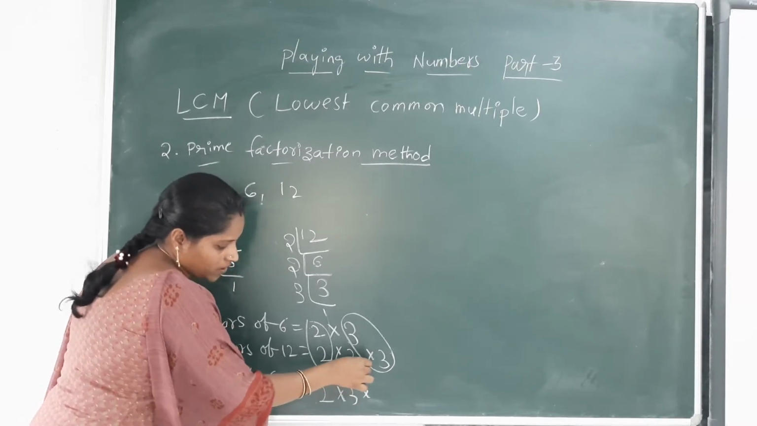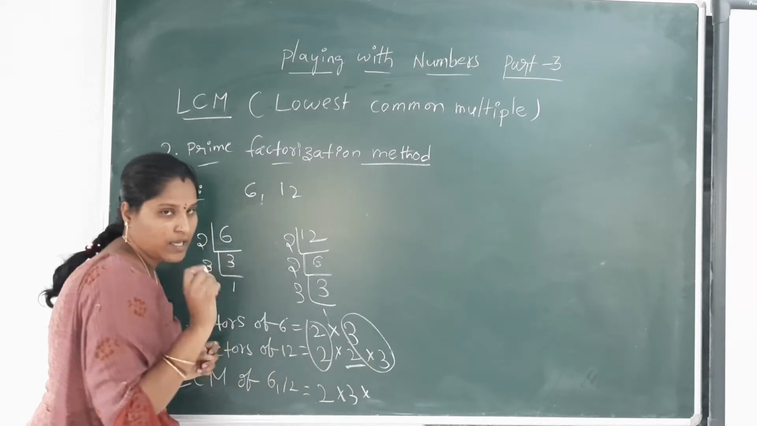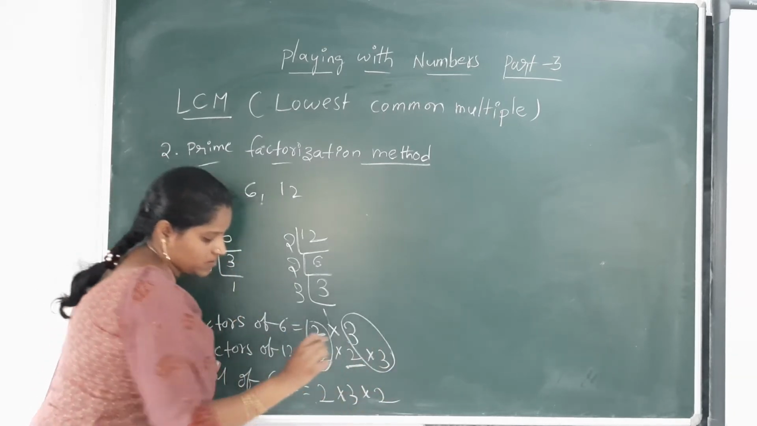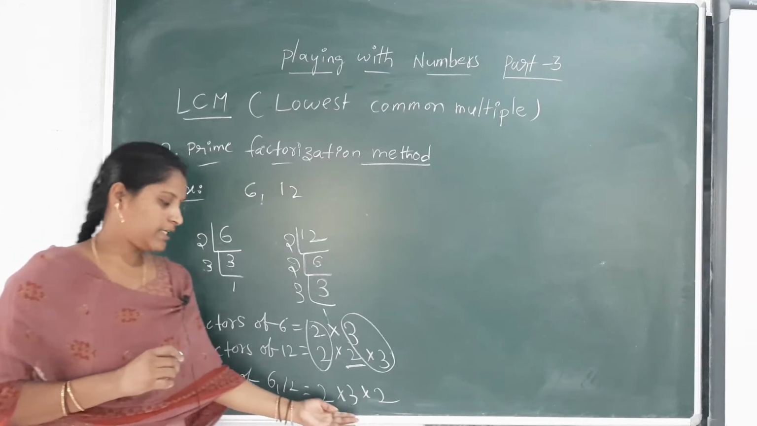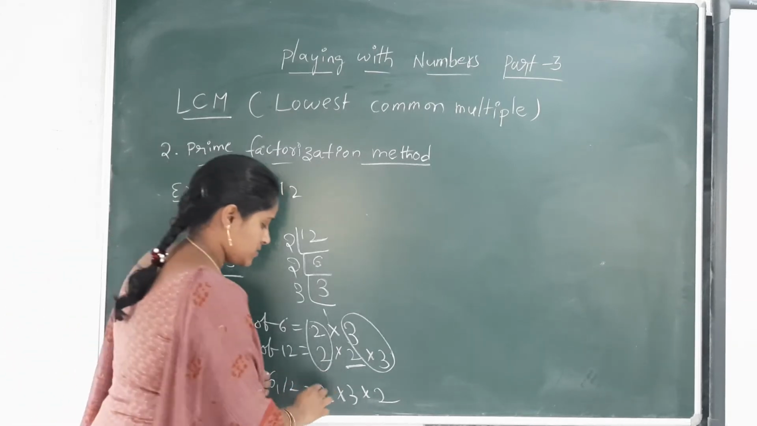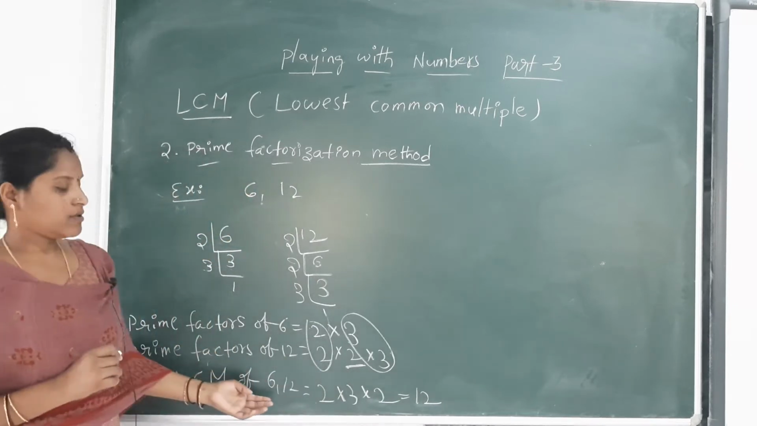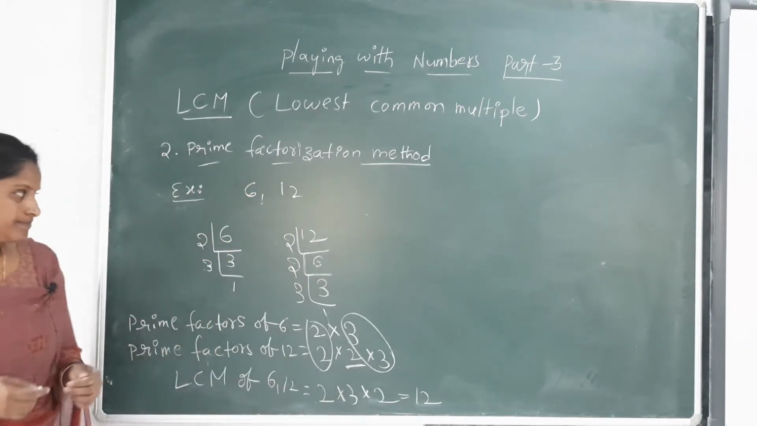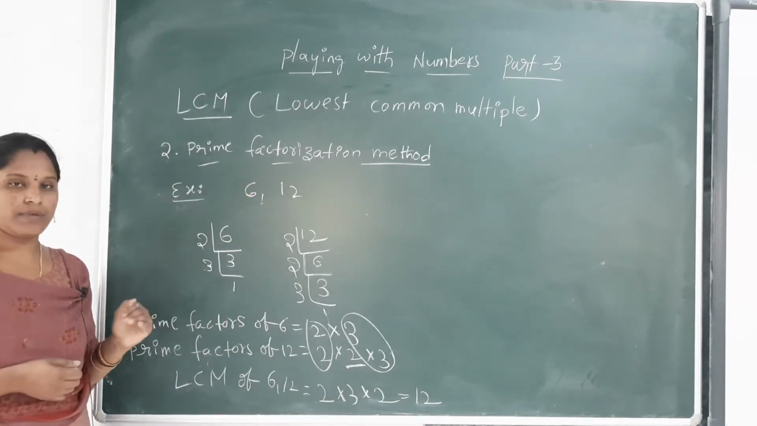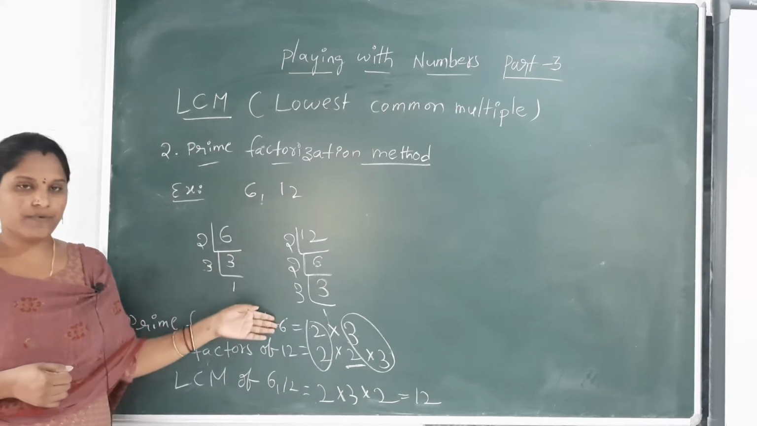How many uncommon factors are there here? Only one uncommon factor, that is 2. Next we have to multiply these factors. 2 3s are 6, 6 2s are 12. What is the LCM of 6 and 12 here? 12.